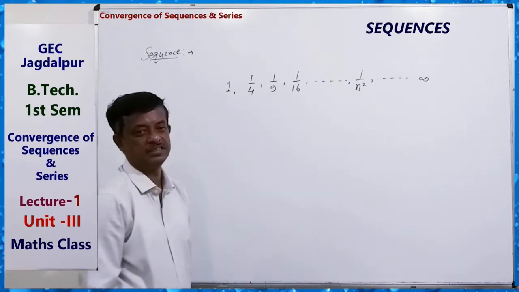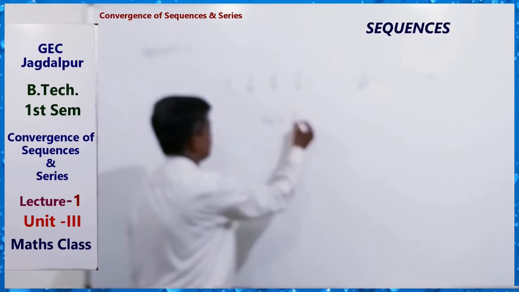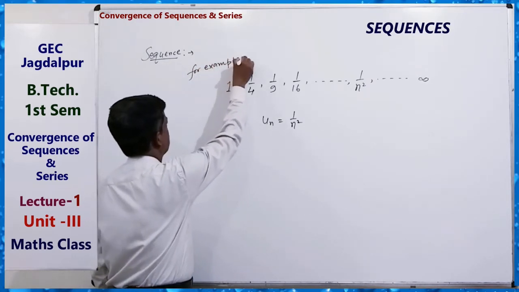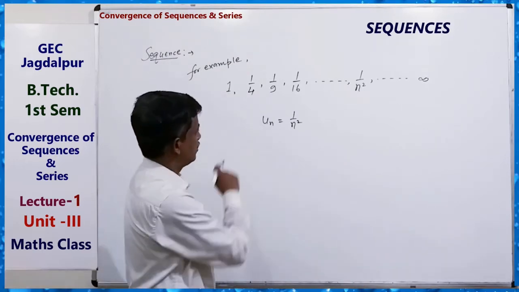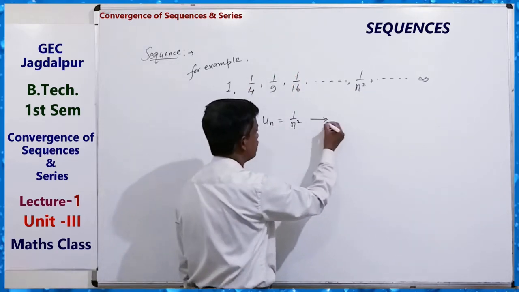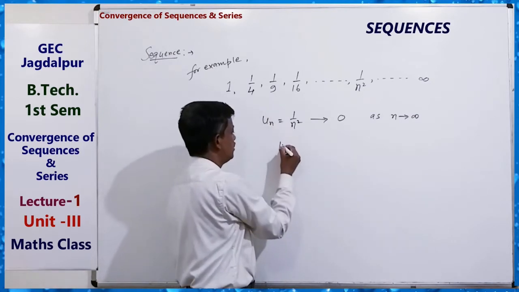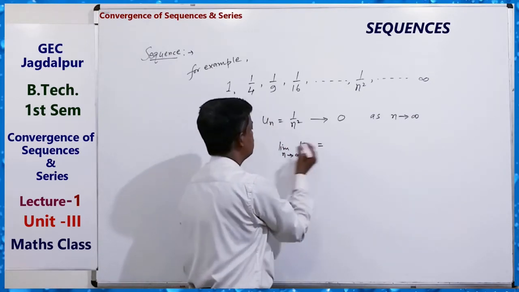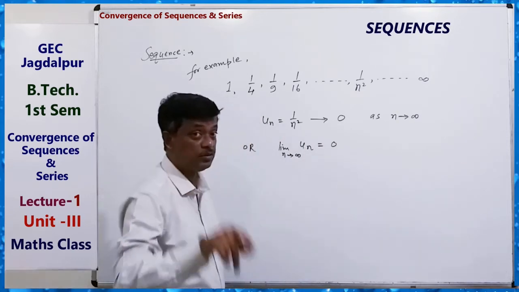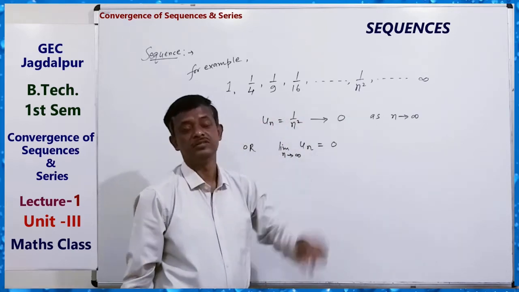Is this convergent or divergent? We just have to check it. For example, this is an infinite sequence. un equals 1 by n square: 1 by 1 square, 1 by 2 square, 1 by 3 square, 1 by 4 square, and so on. So it is tending to 0 as n tends to infinity. This means its limit, limit n tending to infinity un equals 0, because n is in the denominator and n is squared. So n tending to infinity means 1 by n square tending to 0.